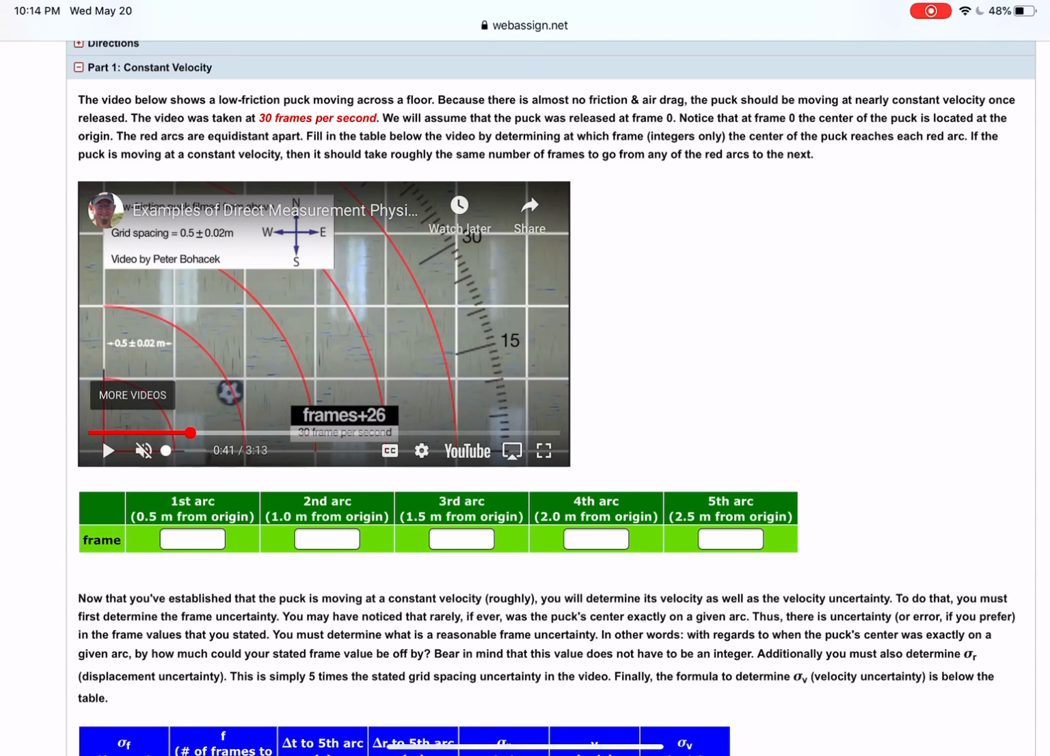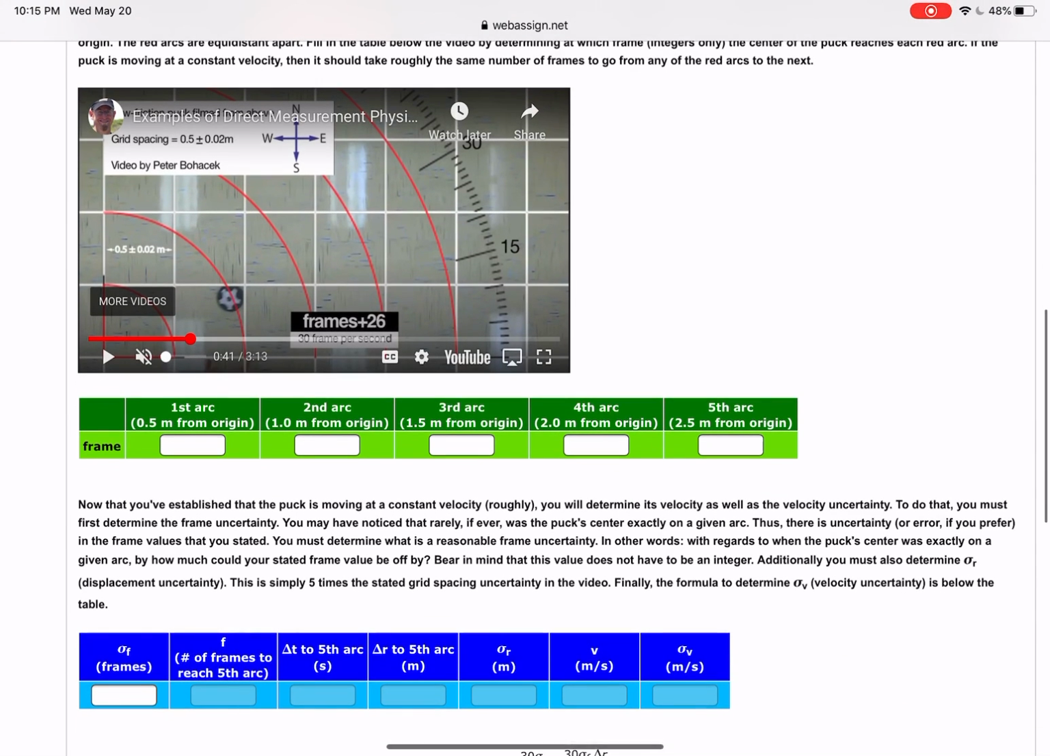Okay. Then down here in this blue table, you need to put in the uncertainty of your frame measurement. By how much do you think you could be off? Now, when you state what frame it's at for the individual arcs, that has to be an integer, but the uncertainty could be a fraction. It doesn't have to be an integer. It's an estimate by you, and to a certain extent, it's a matter of opinion. But there are some things that are clearly unreasonable as uncertainties.